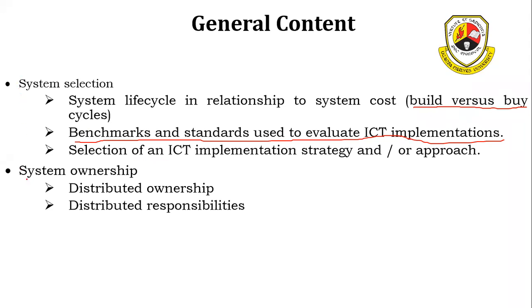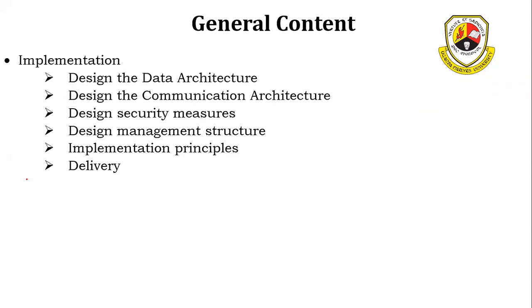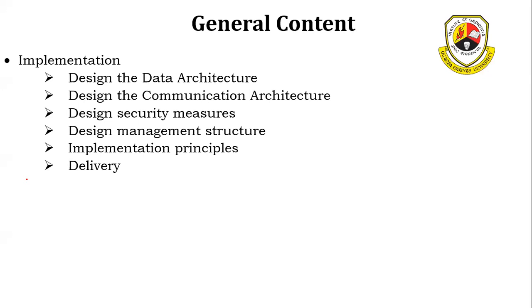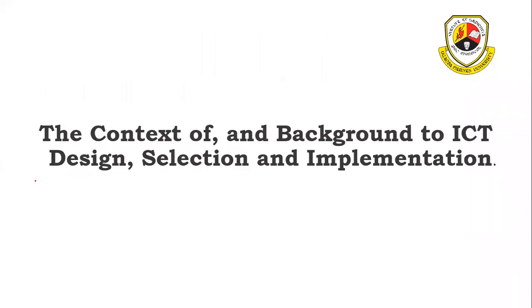Then we come to system ownership. Here we shall look at distributed ownership and distributed responsibilities. We shall discuss all of these in detail. So the first two are selection and ownership. The last one we shall look at will be implementation. In implementation, we look at the design process, the design of data architecture, the design of the communication architecture, the security measures, management structures, implementation principles, and delivery. We shall look at all of these in detail. This will be the content that we shall look at.